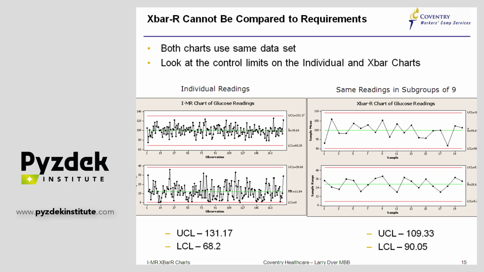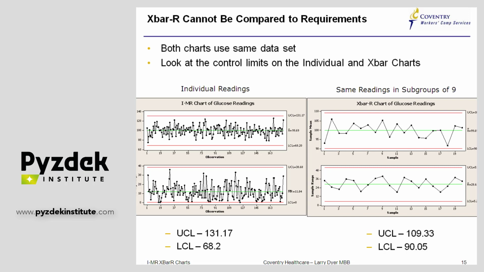So this is once again the same data. This is glucose readings. You can see the individual chart on the left and the subgroup size of 9 on the right. And once again, we want to look at the control limits, but now we're looking at the top chart control limits. And you can see that the control limits for the IMR chart are much wider than the control limits for the X bar R chart.